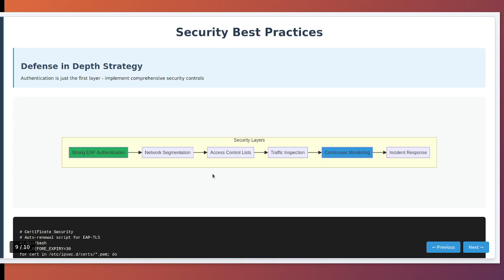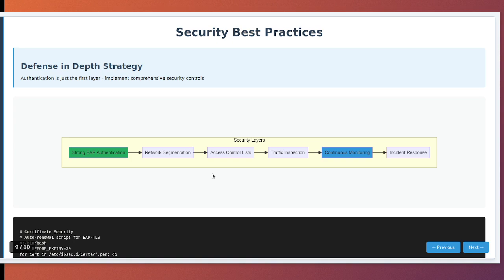Certificate hygiene is crucial for EAP-TLS deployments. Implement automated certificate lifecycle management, because manual processes always fail eventually. Set appropriate validity periods. I recommend 1 to 2 years for user certificates. Implement proper revocation checking. OCSP is preferred over CRLs. And have a clear process for certificate recovery. One client saved thousands of help desk hours by implementing self-service certificate renewal.